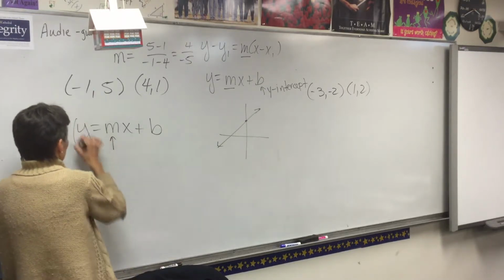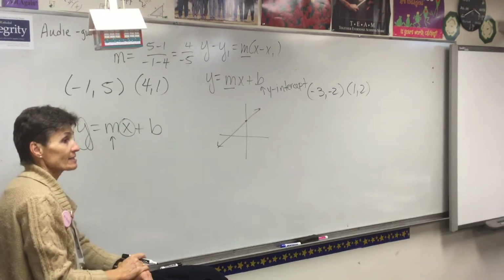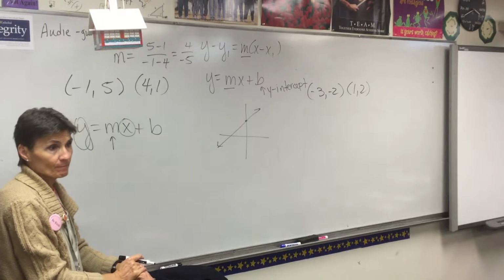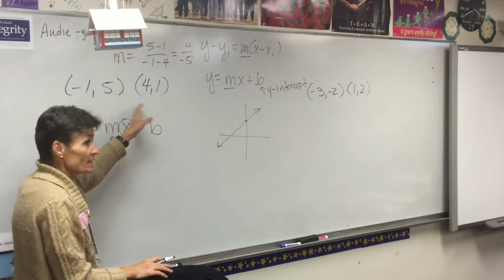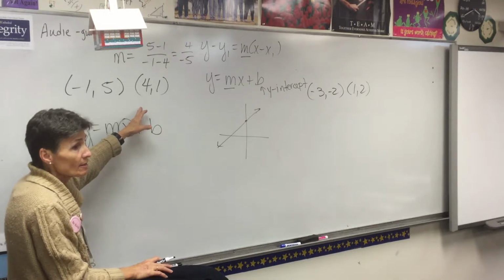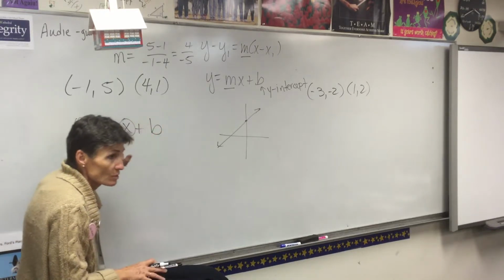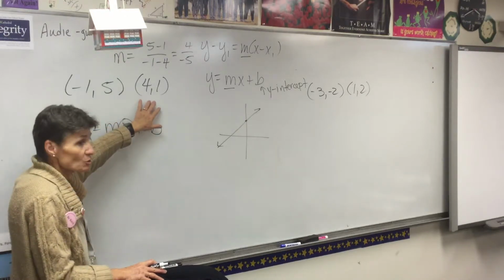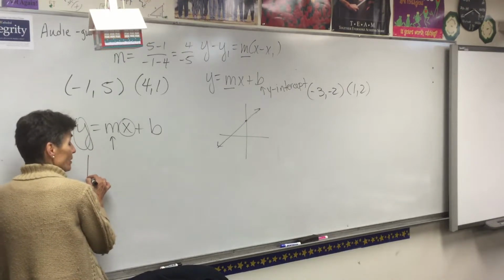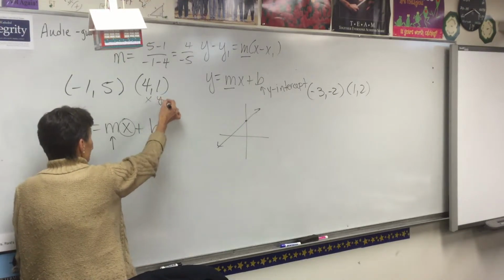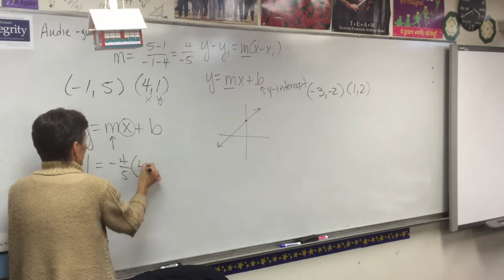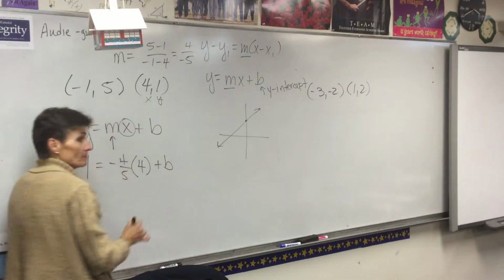I'm also going to plug in my x and my y. Where are they going to come from? One of these, right? And it makes no difference, just like yesterday. Just pick the one you think you want to use. So I might pick this one, so I don't have to mess with any negatives. So y goes in for y. There's my x and my y. So 1 equals negative 4/5 times 4 plus b.